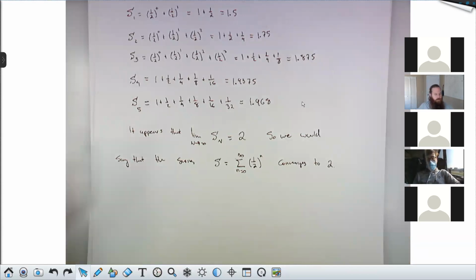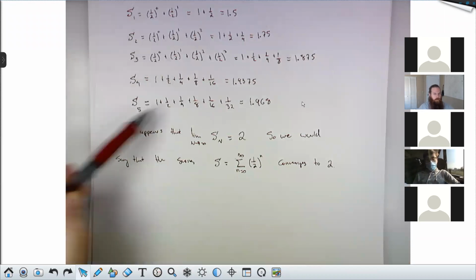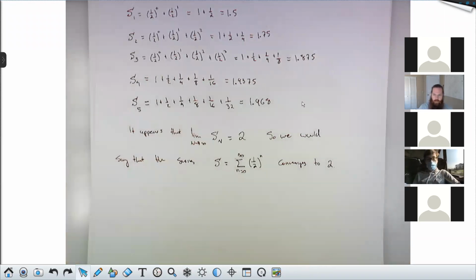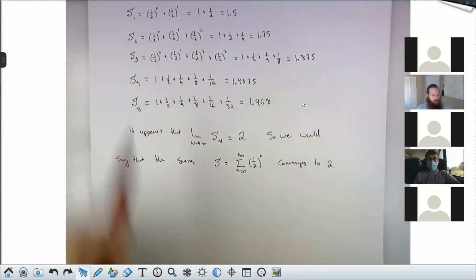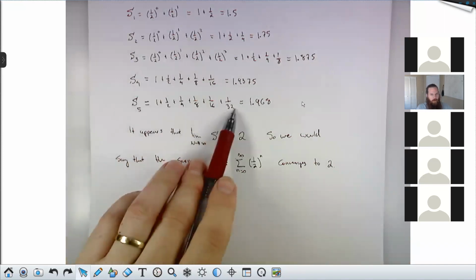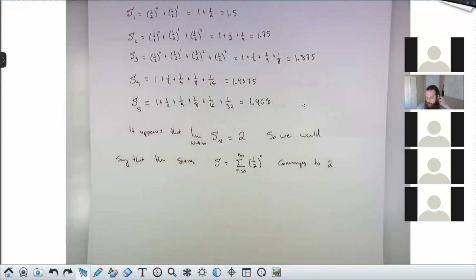Converges because the sequence of partial sums appears to have a finite limit. The sequence of partial sums appears to be a convergent sequence. And since when the sum gets longer and longer and longer, the partial sums get closer and closer and closer to 2, the full infinite series, we say, has value 2.